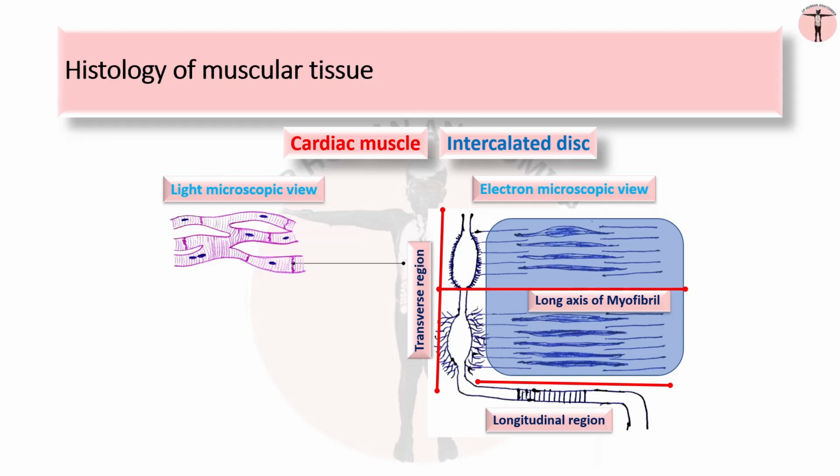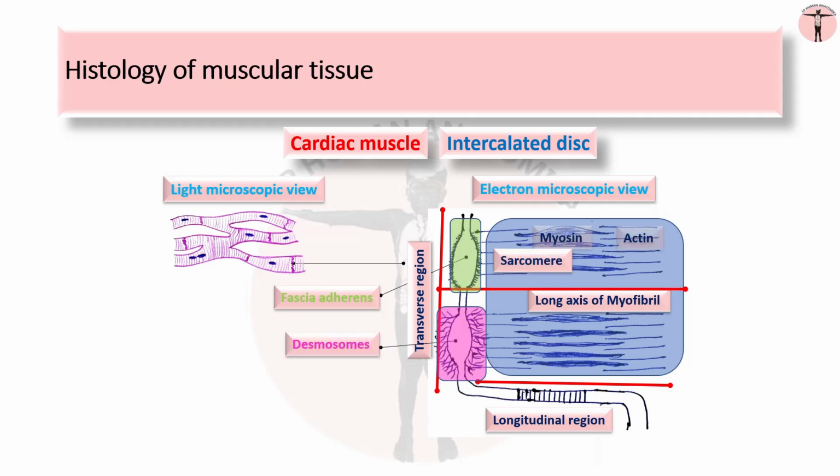Transverse regions of these step-like discs have many fascia adherentes and desmosomes, which together serve to bind cardiac muscle cells firmly together to prevent their pulling apart under constant contractile activity. Fascia adherentes are anchoring junctions for actin and connect to the closest sarcomere. Desmosomes are present below the fascia adherentes, bind to intermediate filaments and prevent separation of cells during contraction.